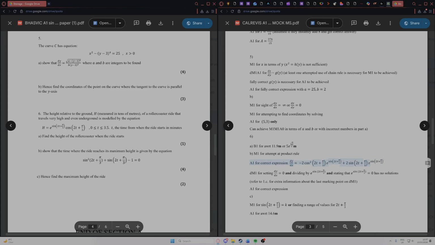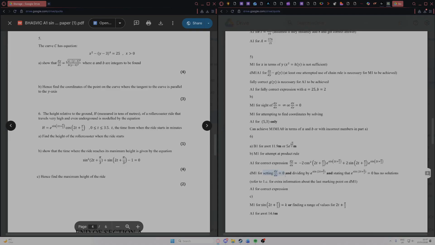So yeah, you need A1 for this fully correct expression, M1 for an attempt at product rule. And then, sorry, you get an A1 for rearranging to get this, because you have to set dh/dt to 0, divide by this, and also state that this has no solutions, which is going to refer back to the other question.